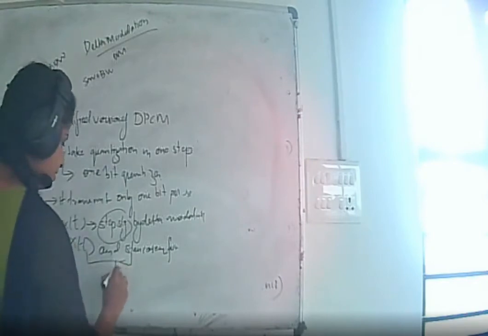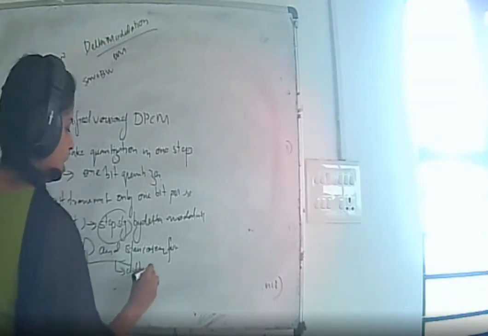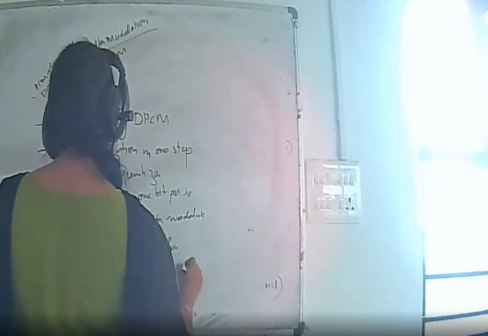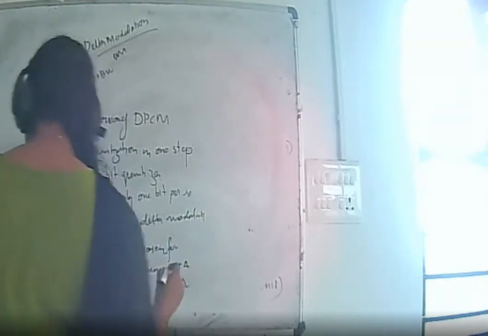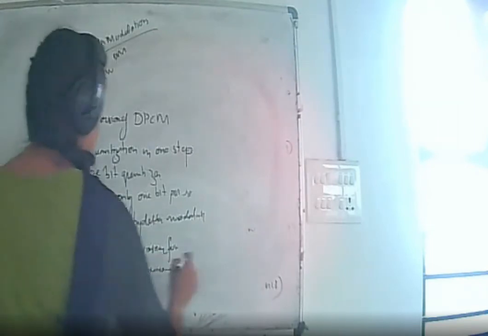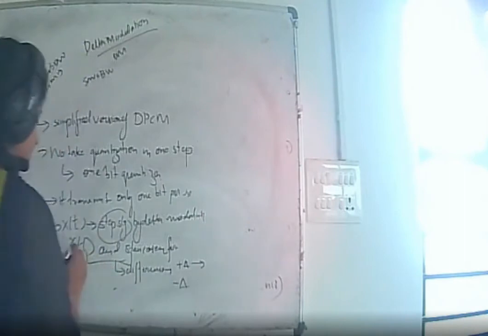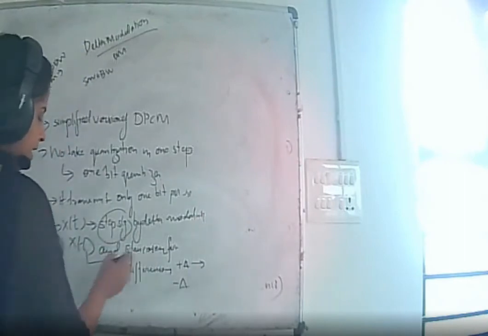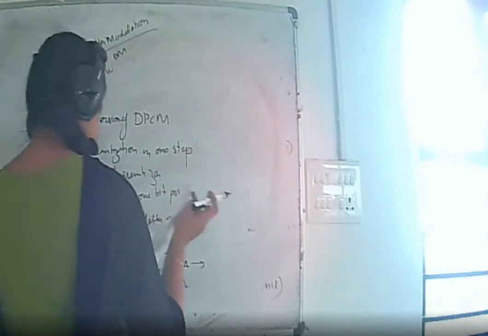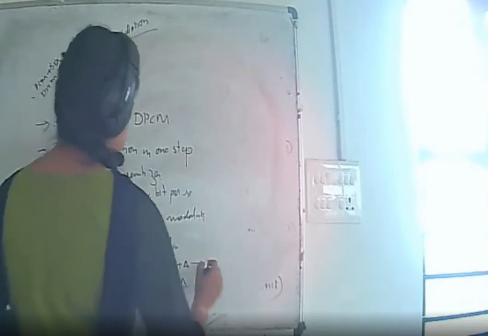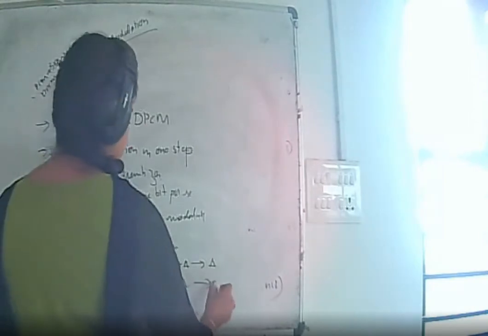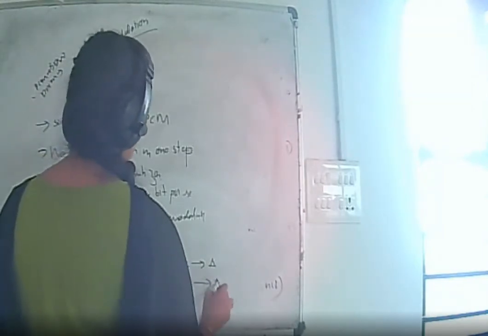This difference is given to 2 levels, either plus delta or minus delta. If the difference is positive, then the signal is increased by 1 step. That is, if the difference between x of t and the staircase waveform is positive, then the signal is increased by 1 step delta, and if the difference is negative, then the signal is reduced by delta.